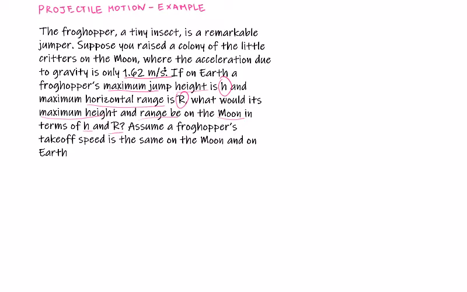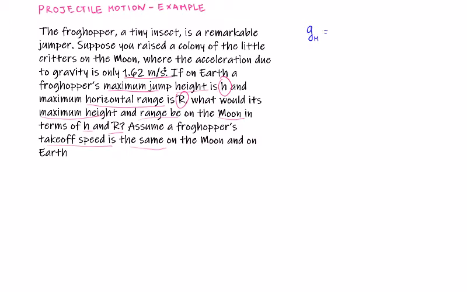Assume a frog hopper's takeoff speed is the same on the moon and on the Earth. Now let's organize our knowns and unknowns in one table. So it says the acceleration due to gravity on the moon is 1.62 meters per second squared. Let's write that in here.